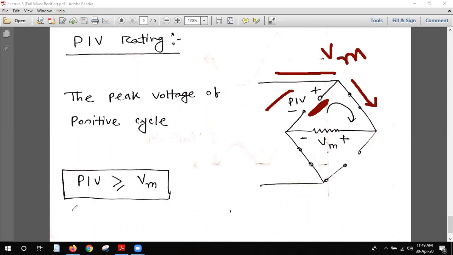So the maximum PIV, the maximum voltage we can apply, is the Vm, the peak voltage of the positive cycle, because that is applied across this diode number one, and it is reverse bias. So it is the same as the half wave rectifier. The maximum peak voltage is the peak inverse voltage for the diode. So that was today's study.